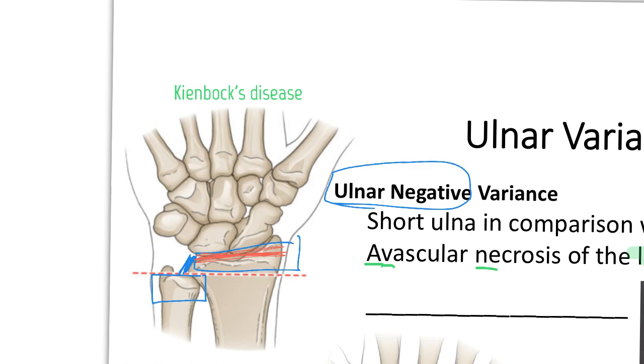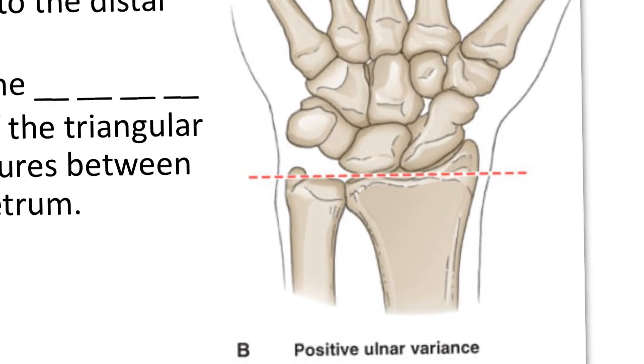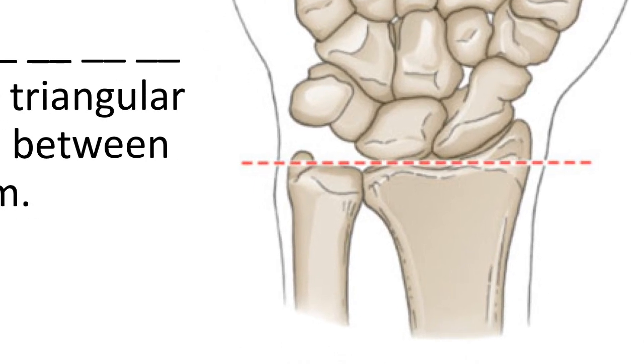On the next slide, let's look at the opposite, ulnar positive variance. So on this picture, let me zoom in a little bit, you could see that the ulna is moved up much further, so that almost it's even with the radius here. The radius still extends here, but you can see in this picture the ulna is much further up than in the last picture. So you might be thinking, well, what does that do?